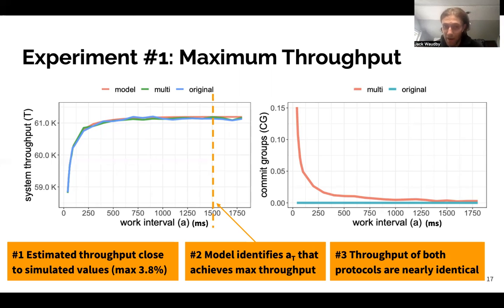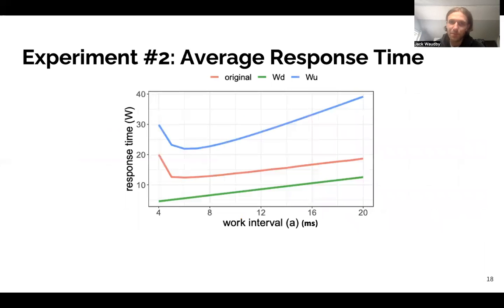And as can be seen on the right-hand panel here of the number of commit groups, it's always less than one. So we basically never get any sort of gain from having multi-commit here. But in our third experiment, we'll look at circumstances in which multi-commit can actually give us some performance gains. But before that, experiment 2 was the average response time experiment. And as before, we've excluded multi-commit from this diagram because it was again very similar to the original commit protocol, for the reasons I just discussed.